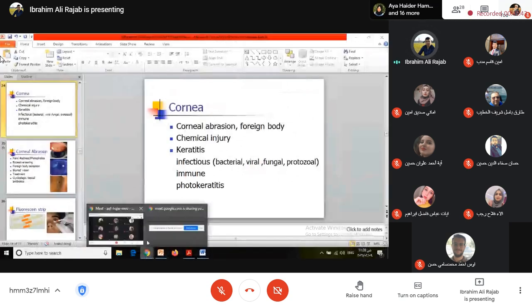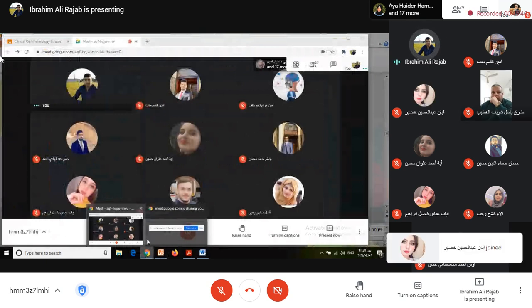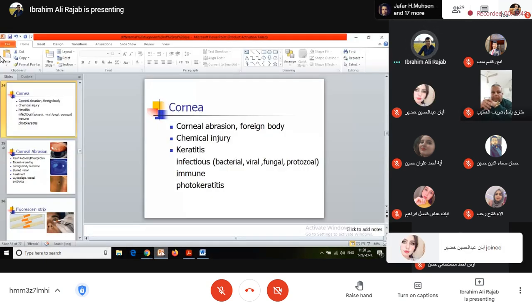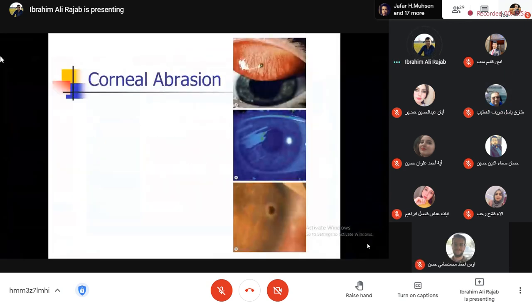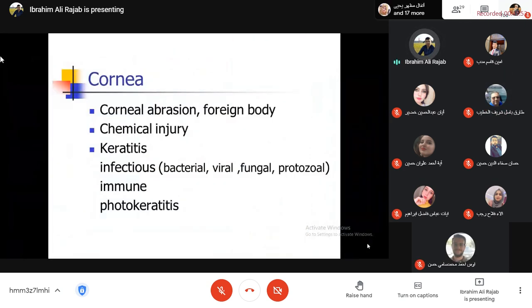The cornea may be involved by corneal abrasion, foreign body, or keratitis. Keratitis may be infectious, whether bacterial, viral, fungal, protozoal, or immune. We know that the cornea is involved by just asking the patient about the symptoms. The patient will present with red eye, foreign body sensation, pain, and photophobia. All these are the symptoms of corneal insult, whether, as I told you, ulcer, abrasion, injury, or inflammation.